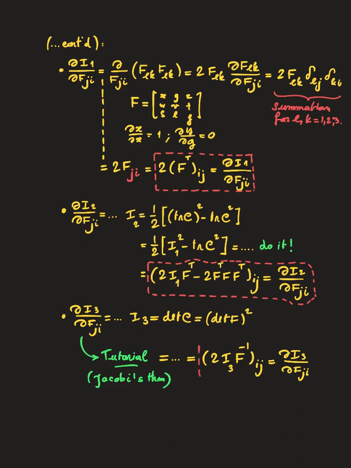Now, having all these three expressions, the derivative of the first invariant, the derivative of the second invariant, and the derivative of the third invariant with respect to Fji, we can finally determine the components of the stress with respect to the deformation. Let me do it. I want to copy these three boxed expressions on the next page, so you have them in front of your eyes.